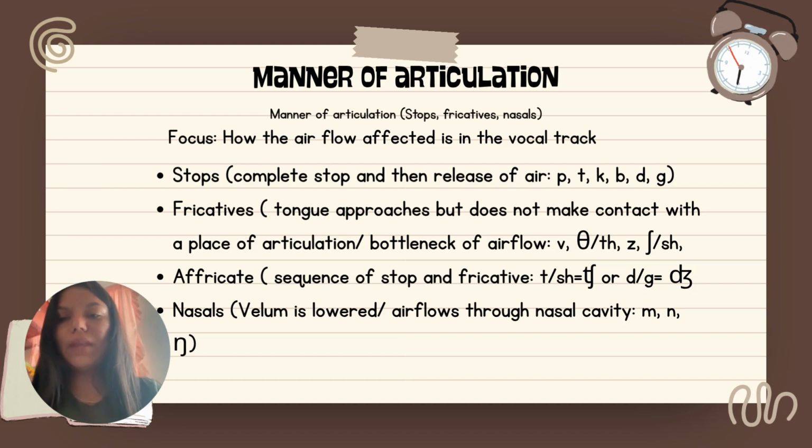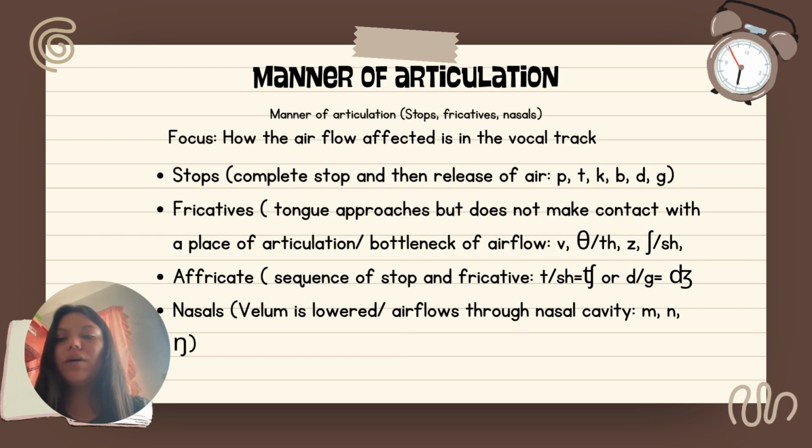The final characteristic to describe the articulation of consonants includes the manner of articulation, again focusing on how the airflow is affected in the vocal tract. This includes stops, which are a complete stop and then release of air. Some examples of stops include the phonemes p, t, k, b, d, and g.